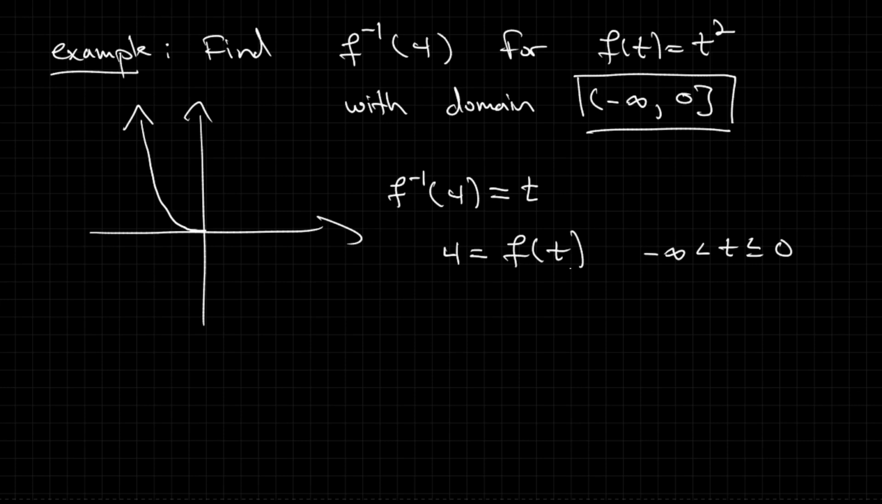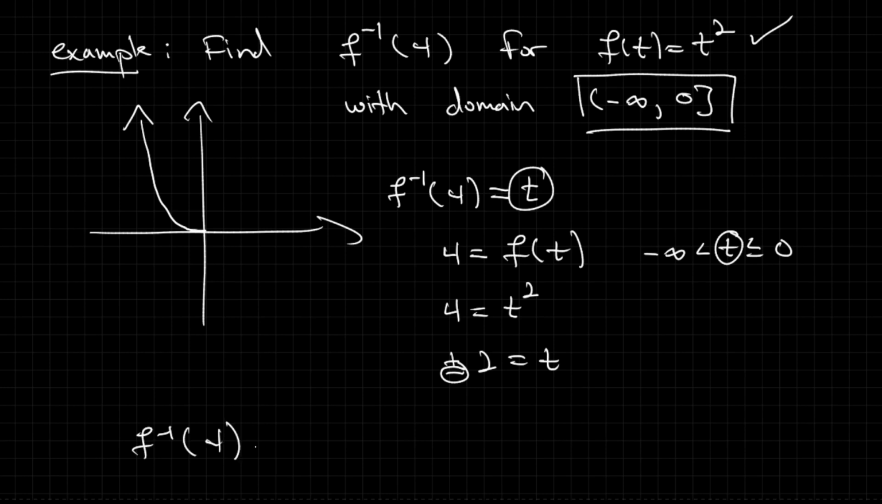Of course, now if 4 is f of t, we know what f of t is. That's t squared, so 4 equals t squared. And the solutions to this are t equals plus 2 or minus 2. So t, which is what we want, right? Because t is itself f inverse of 4, that's what I want to know. It's plus or minus 2, however, I need my t to be between minus infinity and 0, and so I'm going to pick this negative, and we end up with a final answer here of f inverse of 4 equals negative 2.